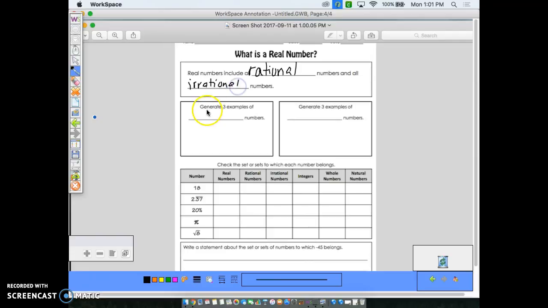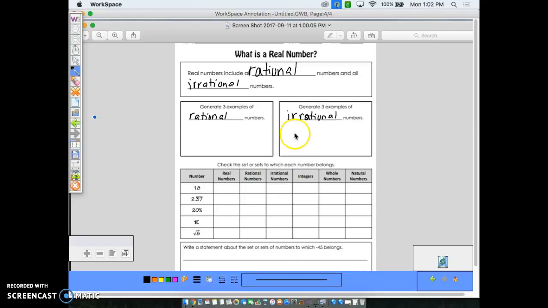It says generate 3 examples of rational numbers. So remember, your rational numbers are your natural numbers, whole numbers, integers, and rational numbers. Generate an example of irrational numbers. So if it's not one of the original that we talked about, then it would be irrational.